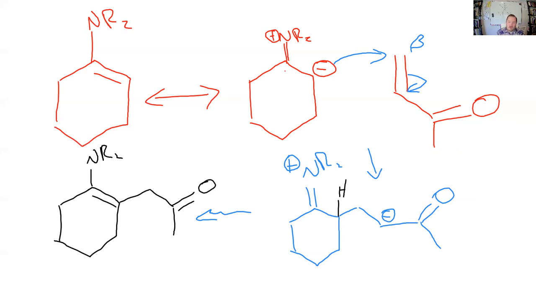So basically, we can use the enamine as a stepping stone between a carbonyl, where we want to add an R group to the alpha carbon, and a Michael acceptor. We just do it by way of turning it into an enamine first. And that slows down the reaction enough that you can get the 1,4 adduct that we're looking for.